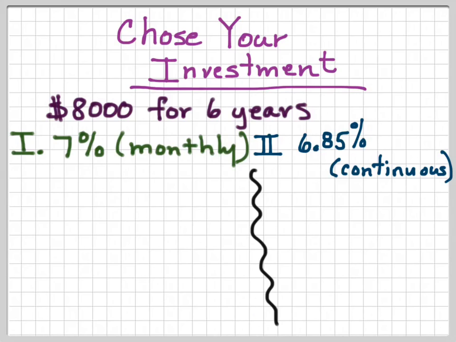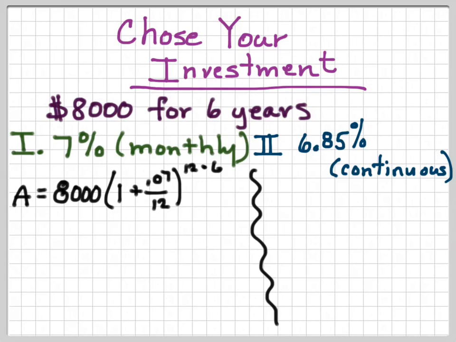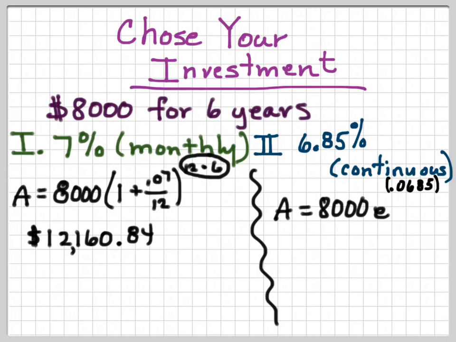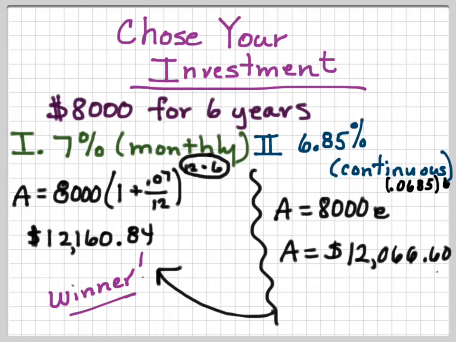So for the monthly, it's 8,000 times (1 plus 0.07 divided by 12), because there's 12 months in a year, raised to the 12 times 6, which gives us $12,160.84. The 6.85% continuous is going to be $12,066.60. So there's not a whole lot of difference, but the winner is the 7% monthly.